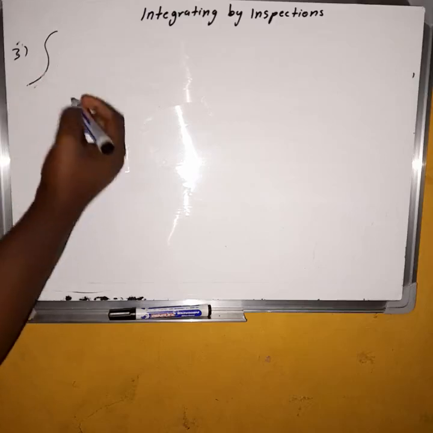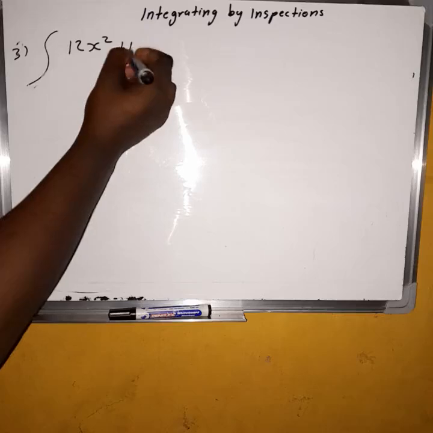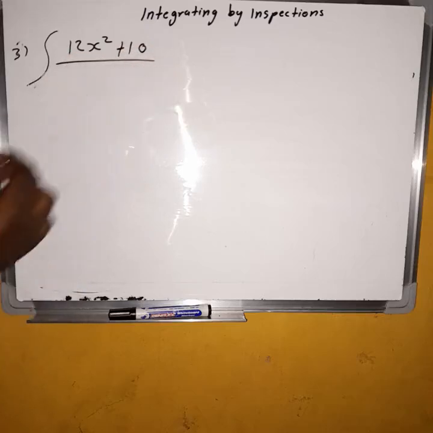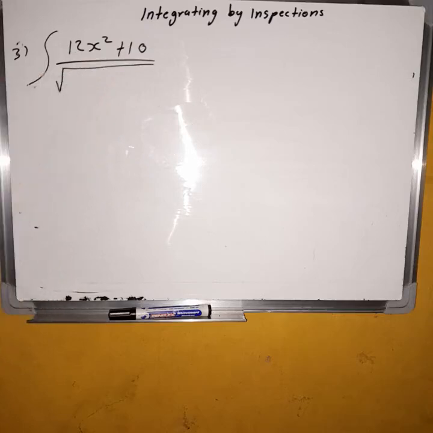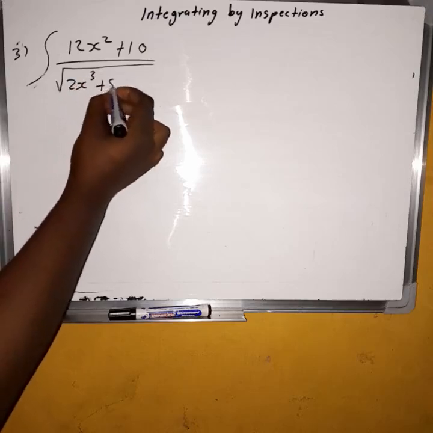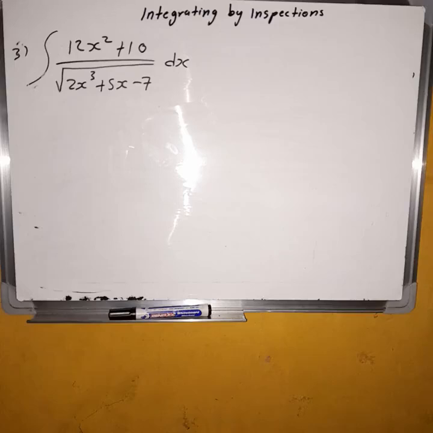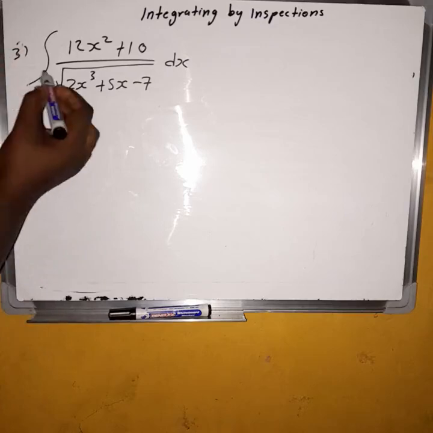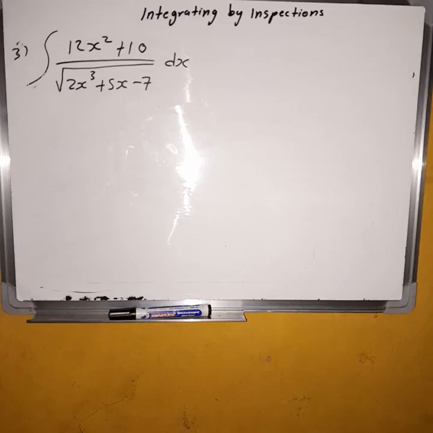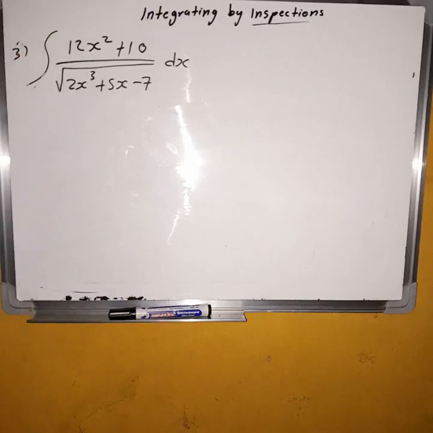Problem 3. We have the integral of 12x squared plus 10 all over the square root of 2x cubed plus 5x minus 7 dx. Let us integrate this. There are many ways you can integrate this. You can apply whatever, but now we're focusing on inspection, right? Let us integrate by inspection.